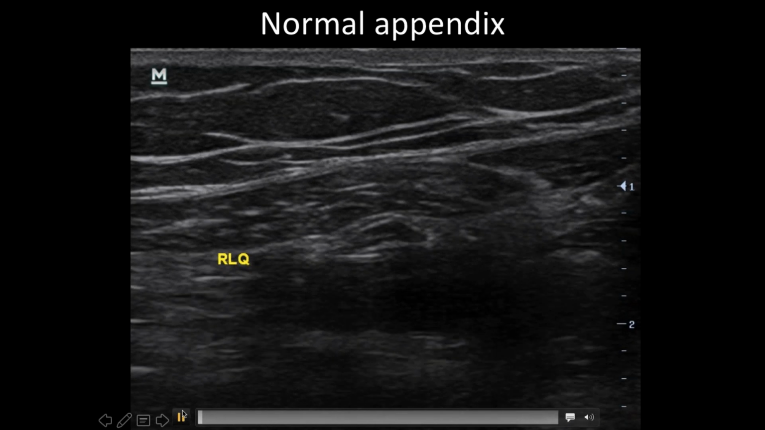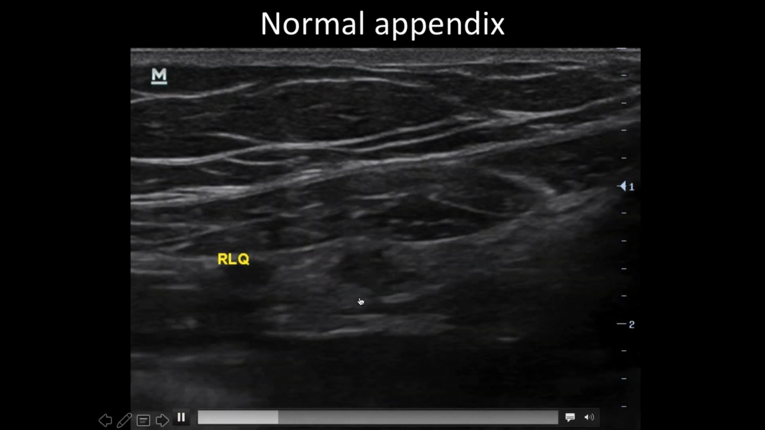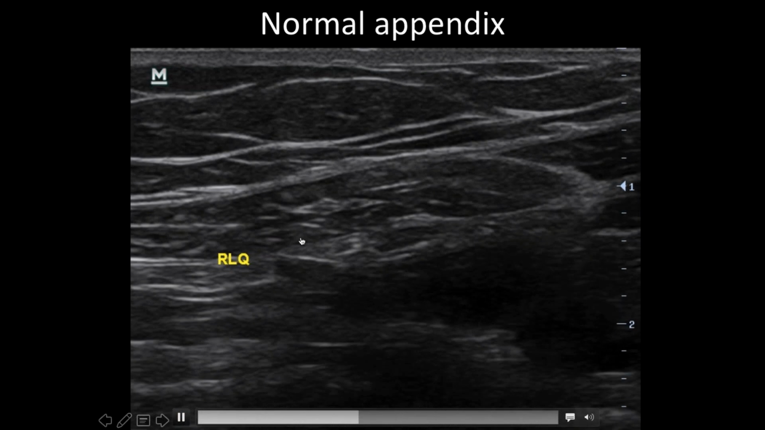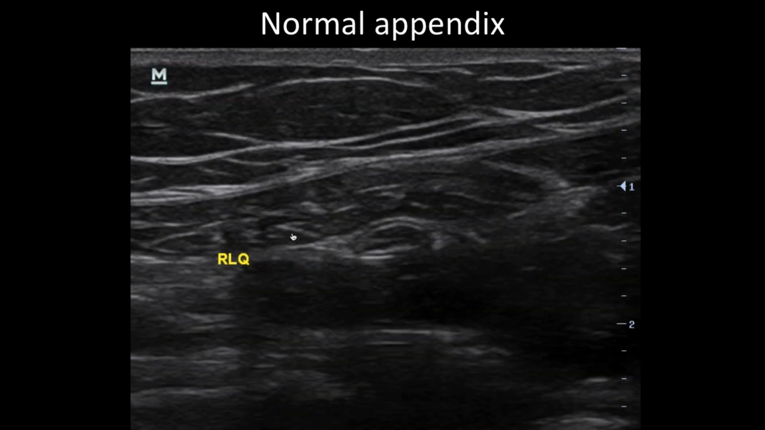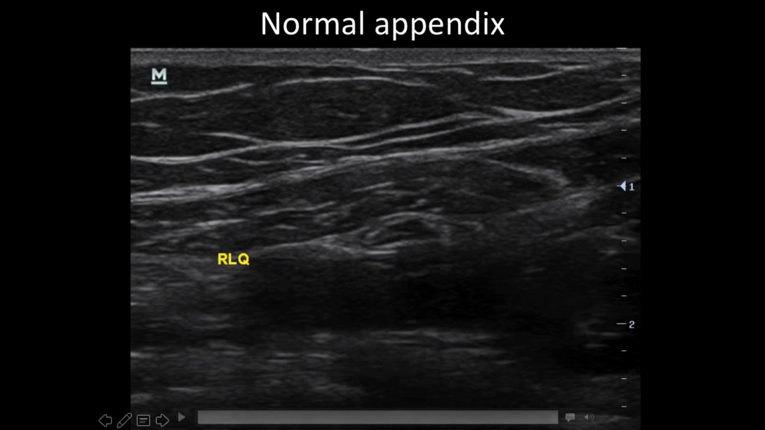So I'm going to play this here. This is an appendix here in short axis. And it comes in and out of view because we're doing some compression as we are looking at it in short axis. And you'll notice also that the iliac vessel is here in long axis.